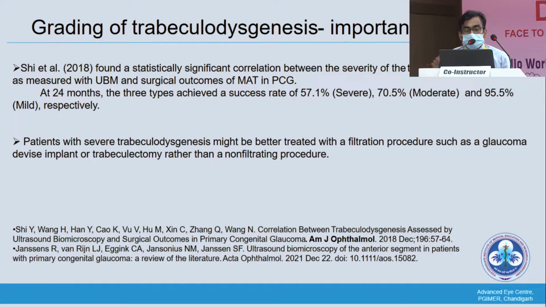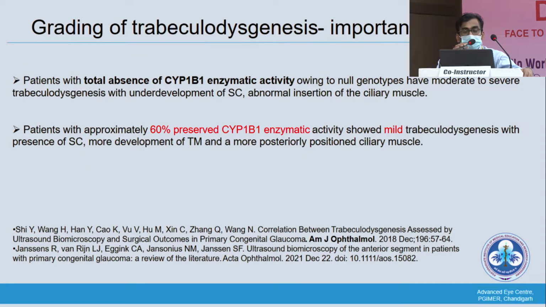What is the importance of this grading? They found that if there is severe dysgenesis, one should go for a filtration procedure rather than a canal-based procedure like microcatheter assisted goniotomy. Severe dysgenesis patients perform poorly after microcatheter-assisted trabeculotomy. Also, if there is total or severe dysgenesis, there is an absence of CYP1B1 enzymatic activity. In milder cases, there is at least 60% preserved CYP1B1 enzymatic activity.